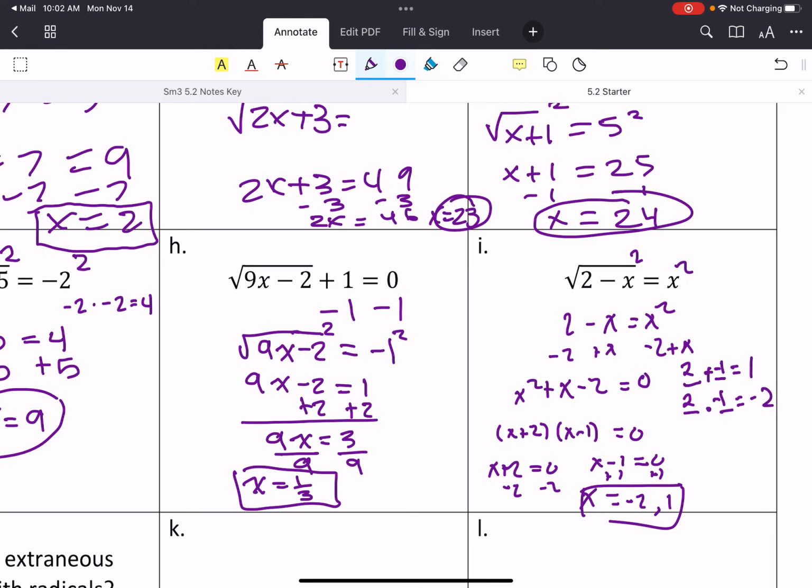So from here, he just moved everything to one side. So he added the x and subtracted the 2, and then he just moved it. X squared plus x minus 2 equals 0. This one had a square, x squared. These were just one.